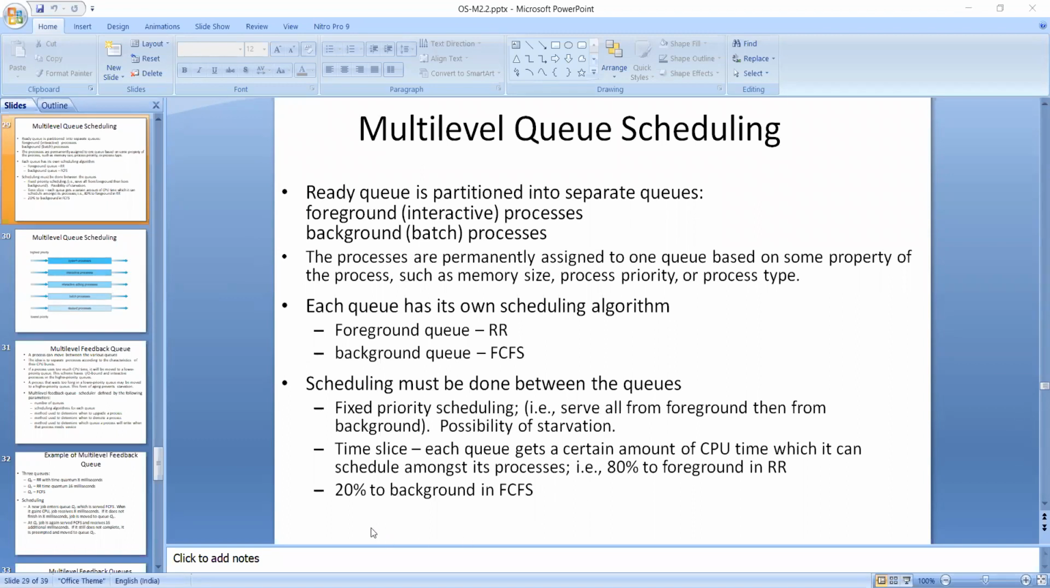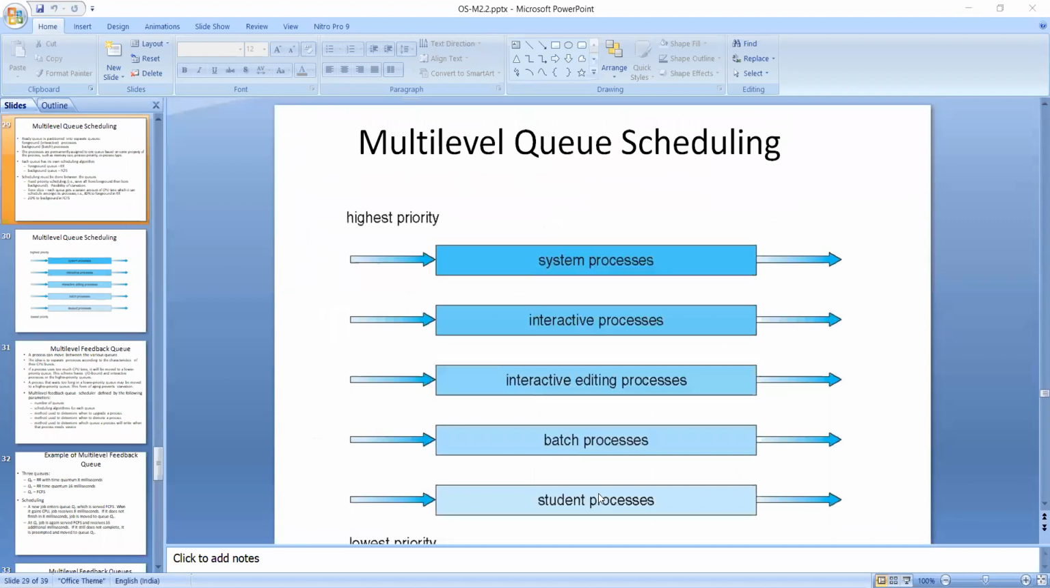Okay, and here the time slice: each queue will get a certain amount of CPU time which it can schedule amongst all its processes. So 80% goes to foreground, executed in round robin fashion, and 20% to background, executed in first come first serve fashion, in multi-level queue scheduling.